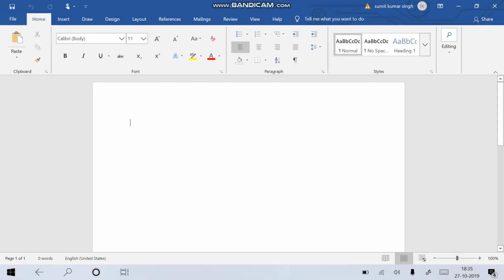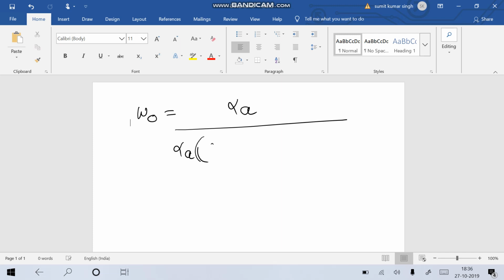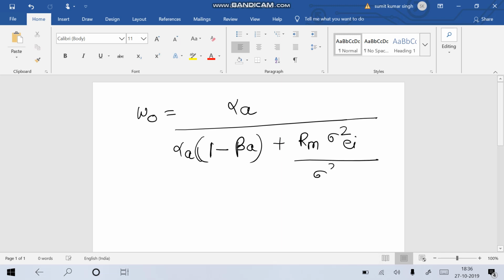Okay, so as per the initial weight formula, I got the formula as the alpha of the active portfolio divided by the alpha of the active portfolio (1 minus beta of the active portfolio) plus RM into the residual variance divided by the variance of the market. This formula I got before, right? You remember, I believe everyone remembers.